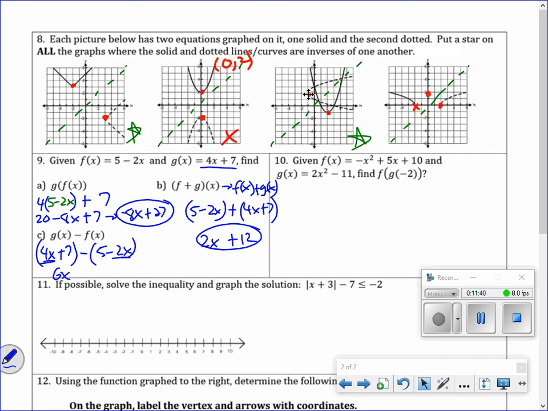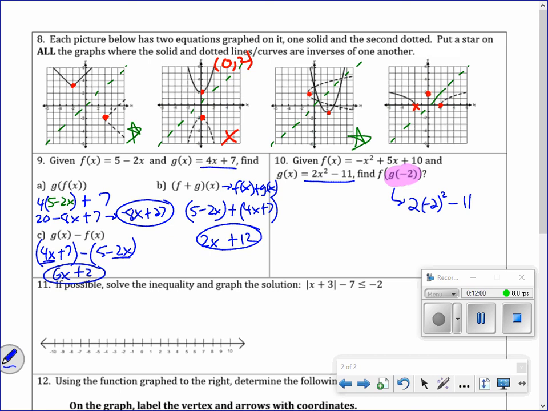And I got 7 here, minus 5, so positive 2. All right, number 10. So this is composition, but it's using a number. So remember, the best thing to do here is to go ahead and plug in negative 2 into g. Like, just find that answer. Okay, so here's g. I'm going to put a negative 2 in my x squared minus 11.